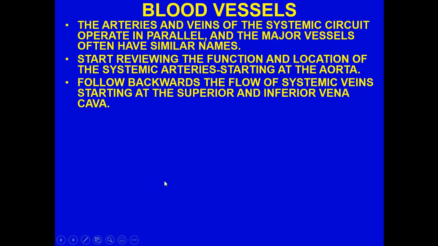Now, the arteries and veins of the systemic circuit operate in parallel and have major vessels, and the major vessels also often have similar names. I'm going to have you start reviewing the function and location of the systemic arteries, starting at the aorta. You also need to follow backwards the flow of systemic veins, starting at the superior and inferior vena cava.